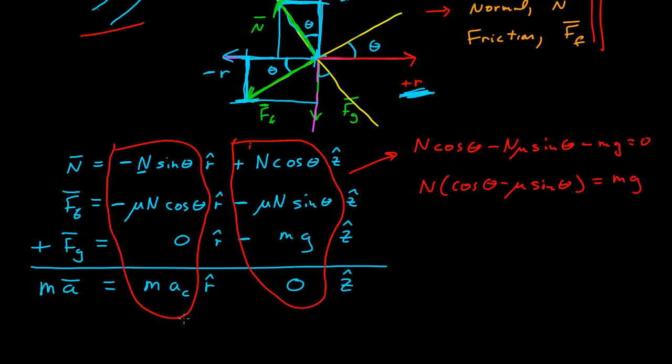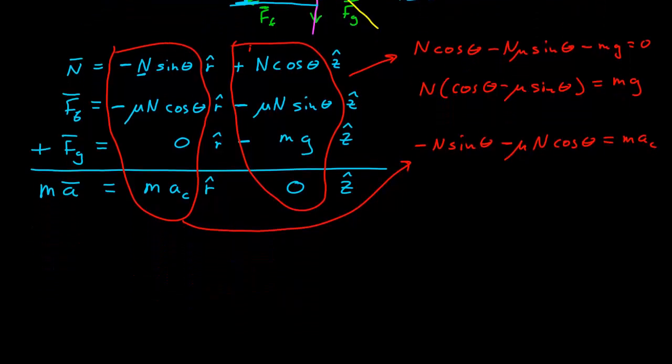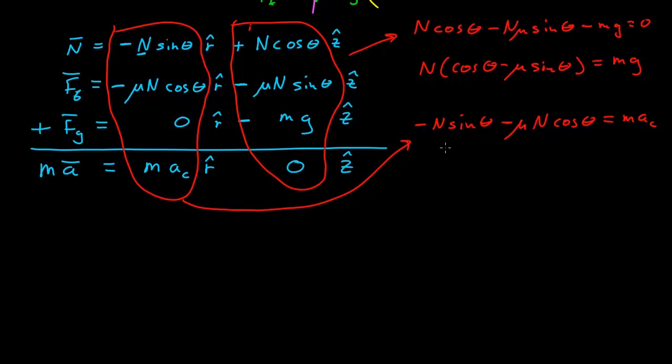And so this one here gives me negative n sine theta minus mu n cos theta is equal to ma, the centripetal acceleration. So let's work with this a little bit. I'm trying to find the maximum speed, and I know the maximum speed is related to my centripetal acceleration. So let's work with that first.